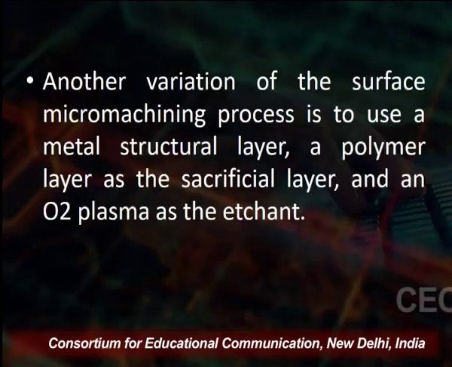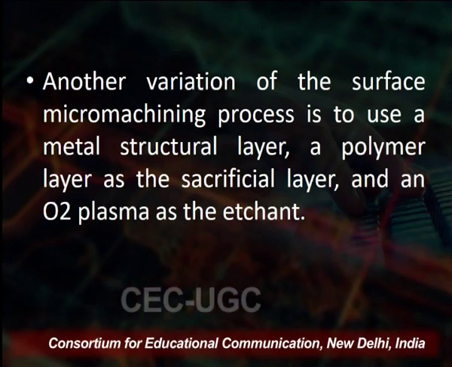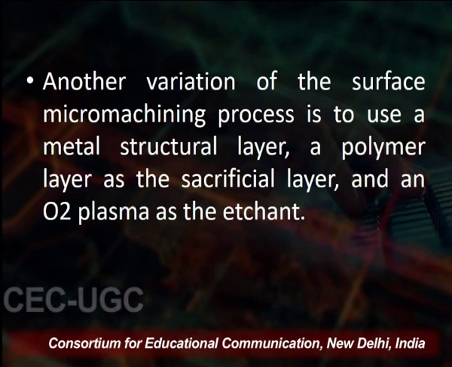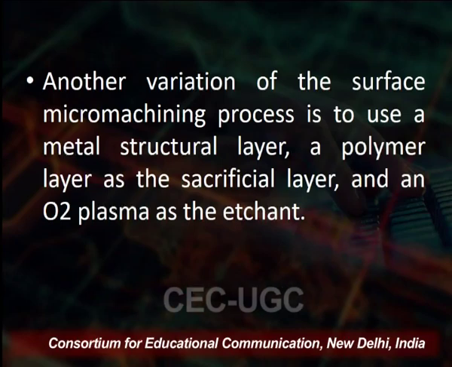Now, another variation of surface micromachining is to use a metal structure layer. So, apart from the poly structure layer, we can deposit the metal structure layer on it, with a polymer layer as a sacrificial layer, and O2 plasma as an etchant. If we use the metal, for the etching we use oxygen plasma, so that it can etch the material, because the metal is hard, so we use the plasma for the etching. But for the oxide layer we use the hydrofluoric acid.